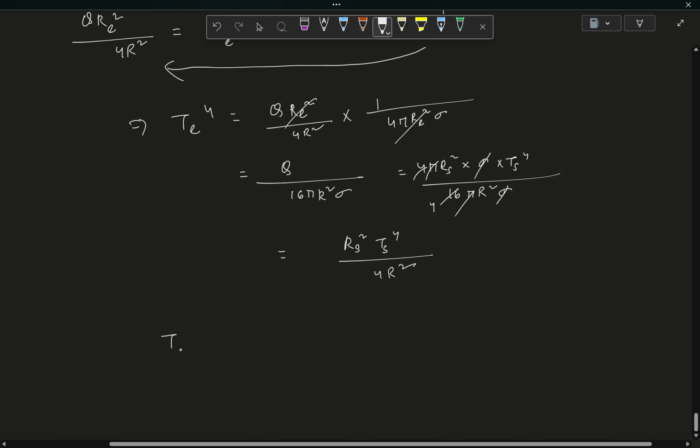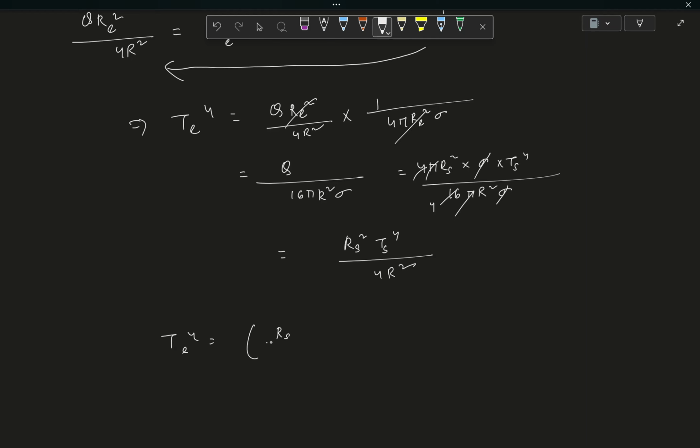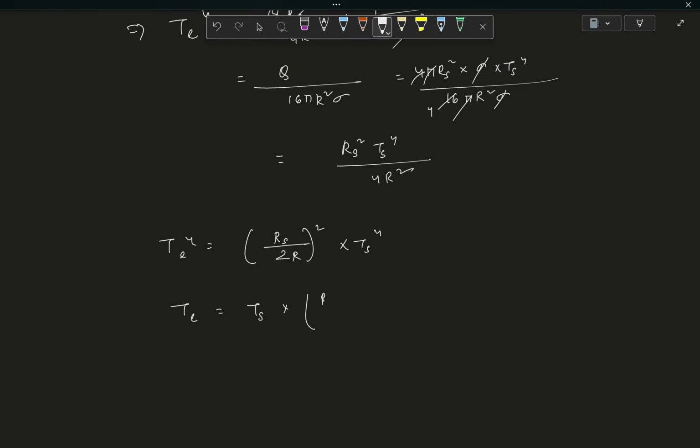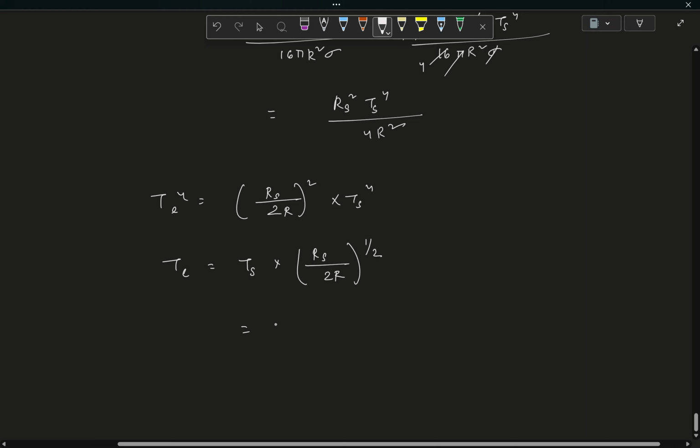So simply, T to the power 4 is equal to (Rs by 2R) whole squared into Ts to the power 4. So from here you can put the necessary values. First of all, T is equal to Ts into (Rs by 2R) to the power 1 by 2, since 2 by 4 is 1 by 2. Ts is the Sun's temperature.